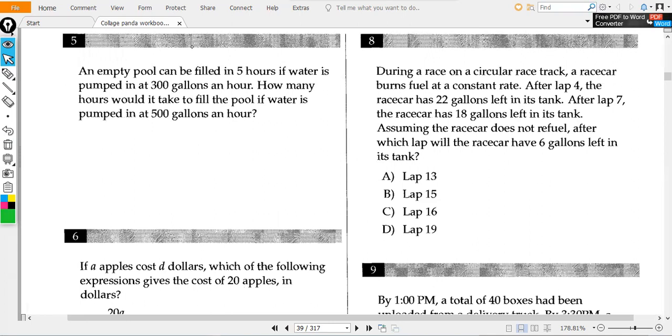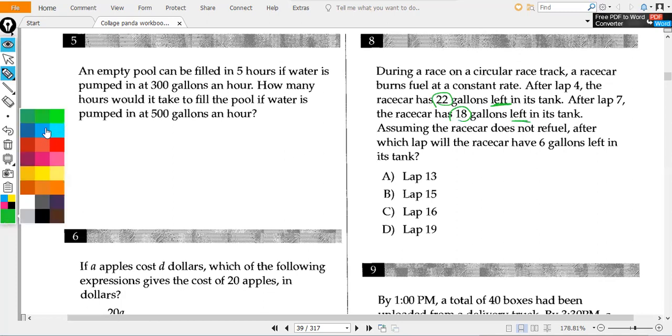So during a race on a circular racetrack, a race car burns fuel at a constant rate. After lap 4, the race car has 22 gallons left in its tank. The number of gallons left in the tank, not the number of gallons burned. Okay, be careful. After lap 7, the race car has 18 gallons left in its tank.